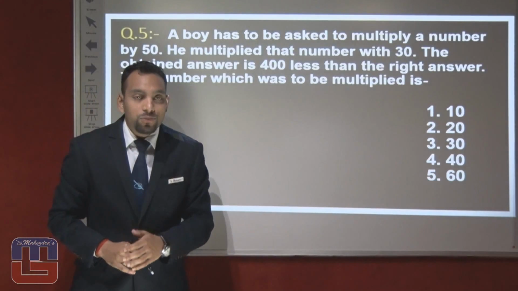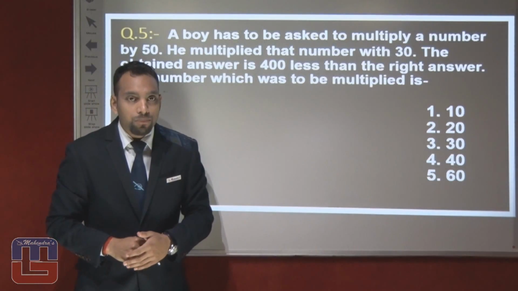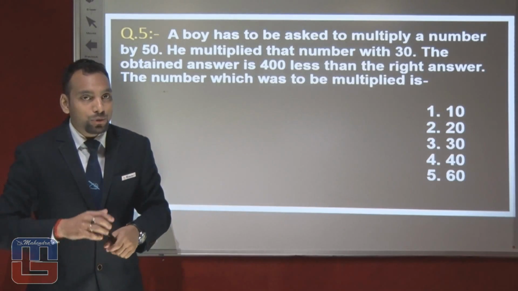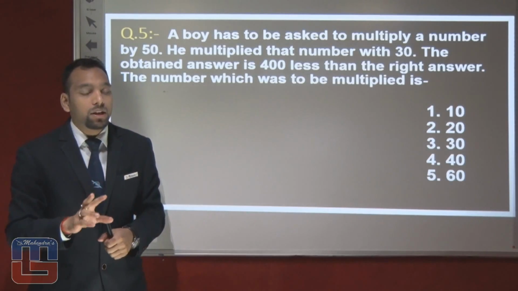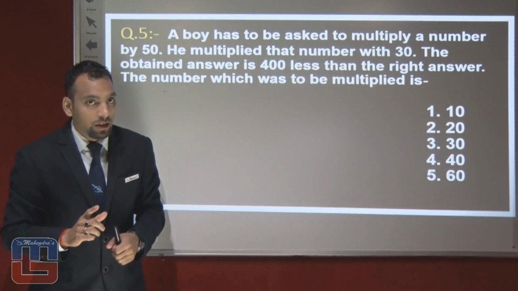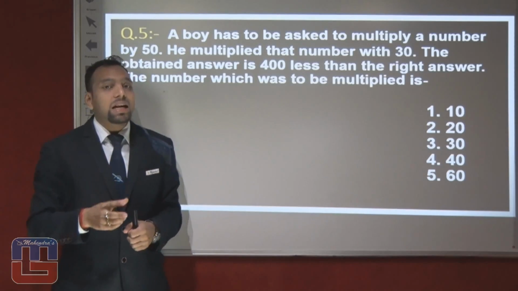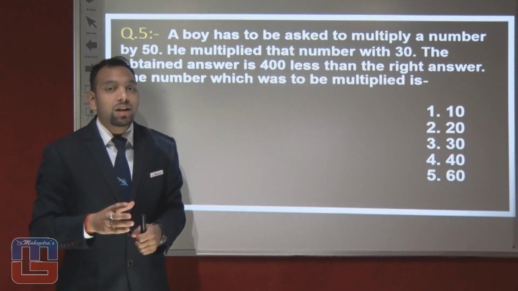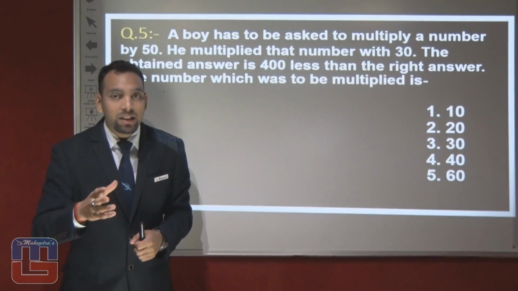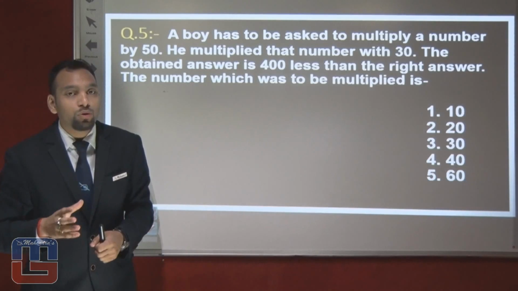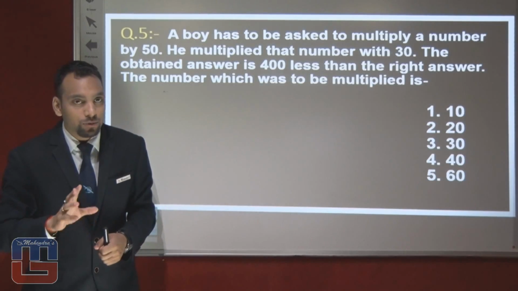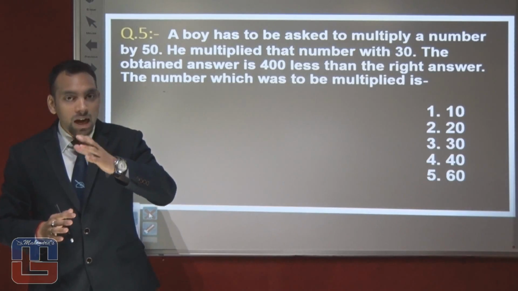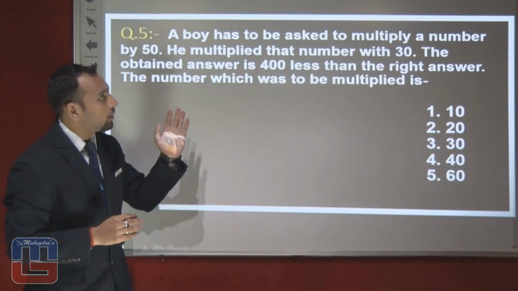Now move to our next question. The next question is from the problems on numbers. Now what is the question saying? A boy was asked to multiply a number by 50. He multiplied that number with 30. The obtained answer is 400 less than the right answer. The number which was to be multiplied is? Now see how we will solve.